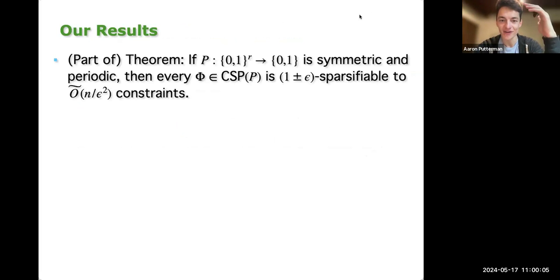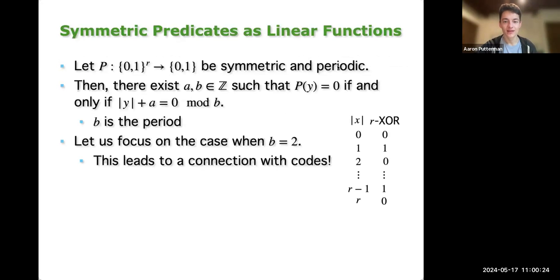So just to remind you, what we want to focus on is that if some predicate P is symmetric and periodic, we want to show that every CSP instance phi is 1 plus or minus epsilon sparsifiable to a near linear number of constraints. And again, the way we had defined a symmetric predicate is that there exist these integers a and b, such that P of y is 0 if and only if magnitude y plus a is 0 mod b. And again, here we're establishing that b is the period. In general, this period can be an arbitrary number. It could be anything from 0 to R.